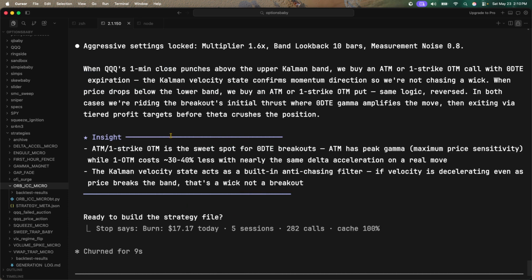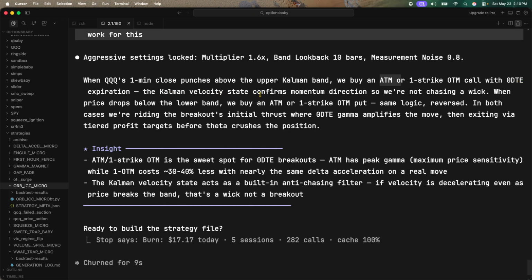All right, so let's talk about how this is going to work. When the QQQ 1 minute closes and punches above the upper Kalman band, we buy an at the money, remember, we talked about that, or one strike out of the money call with 0 DTE expirations. The Kalman velocity state confirms the momentum direction, so we're not chasing a wick. That's a great thing. When the price drops below the lower band, we buy an ATM or one strike OTM put. Same logic but reversed.